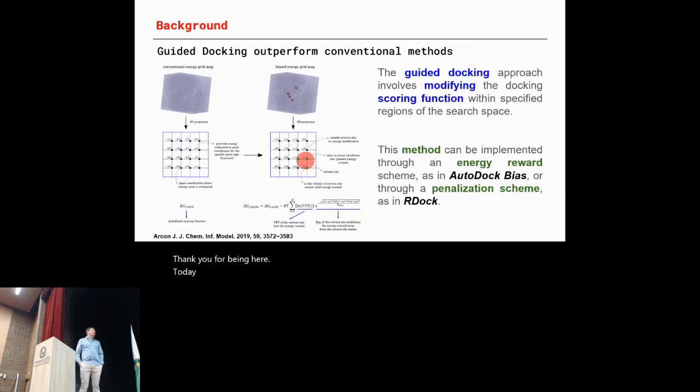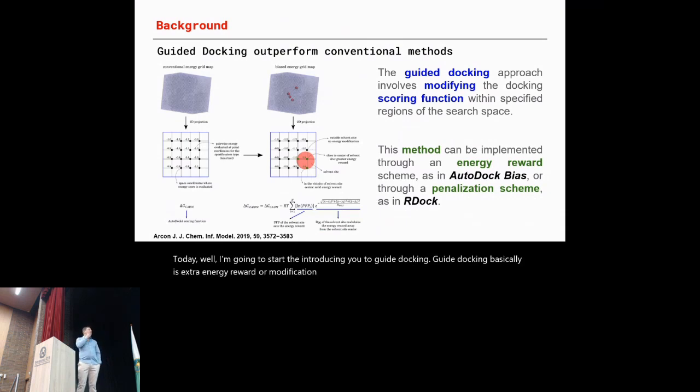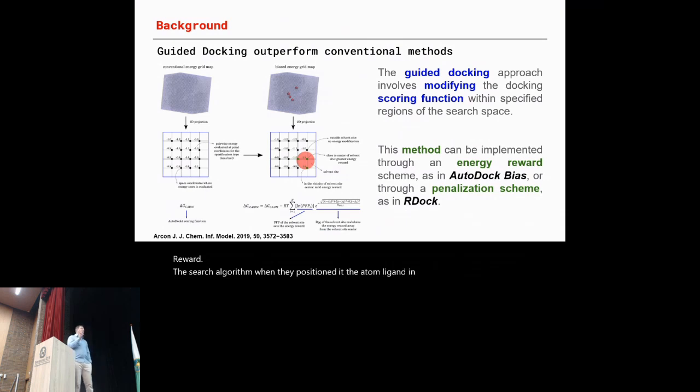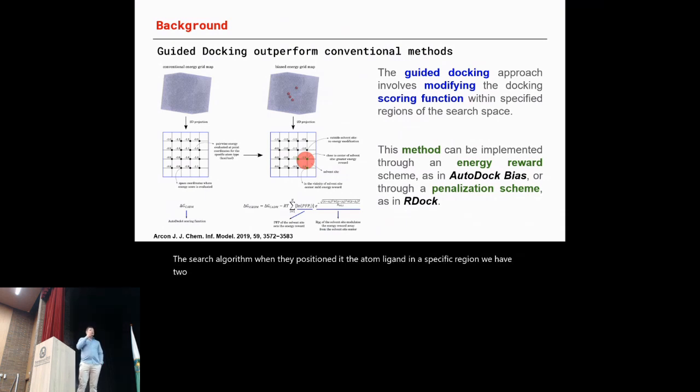I'm going to start introducing you to guide docking. Guide docking basically is extra energy reward or a modification of the scoring function of docking algorithms in order to reward the search algorithm when they position the ligand atom in a specific region. We have two flavors. One is the energy reward when the search algorithm positions one atom in a specific region, and the other one is a penalization.